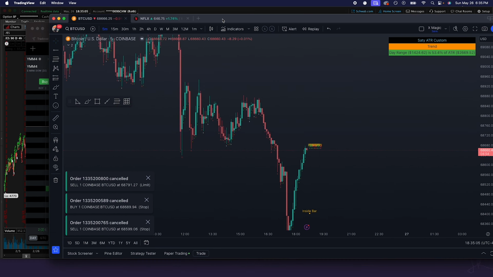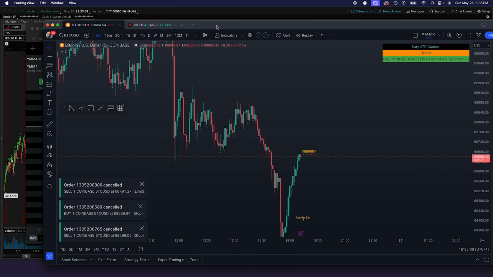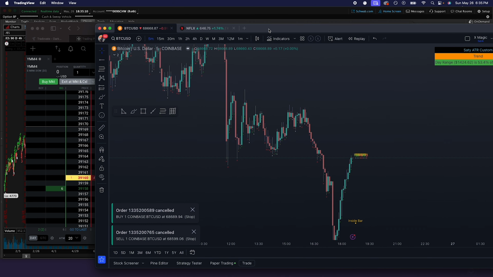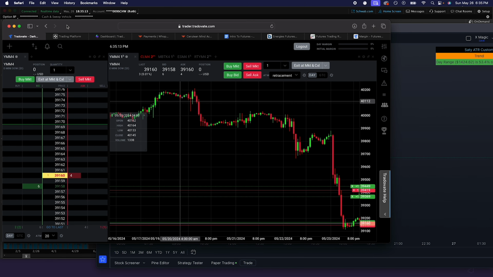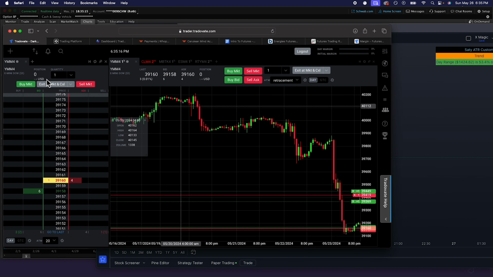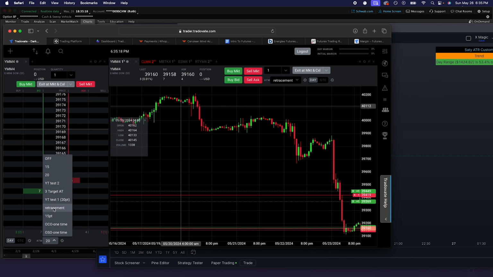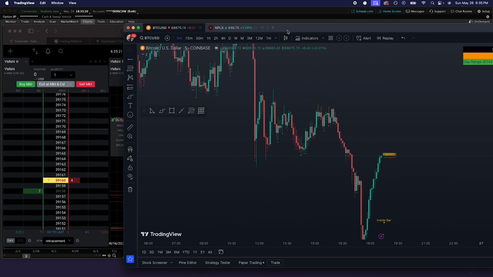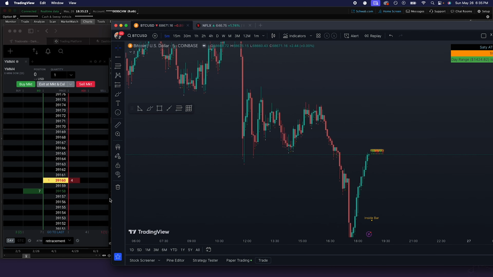What one of my mentors, Brown, does is he'll have TradingView up. I'm going to make it bootleg just because I don't want to make it perfect right now, but he'll have the DOM up here with his ATM settings set to whatever ATM it is, and then he'll have his chart like this. So he can still execute the trade on TradeAvate, which is basically instant, and then just manage it on TradingView. Since you already have your ATM settings, it'll just translate to this screen here. So something to keep in mind.